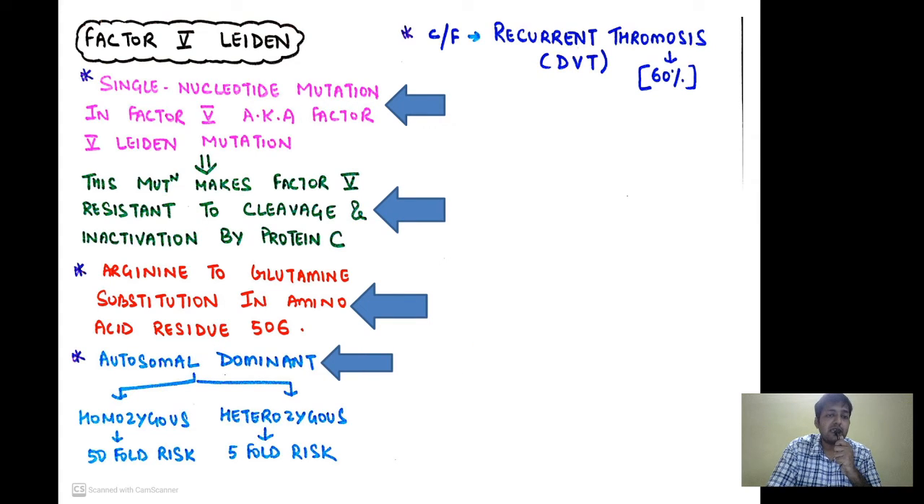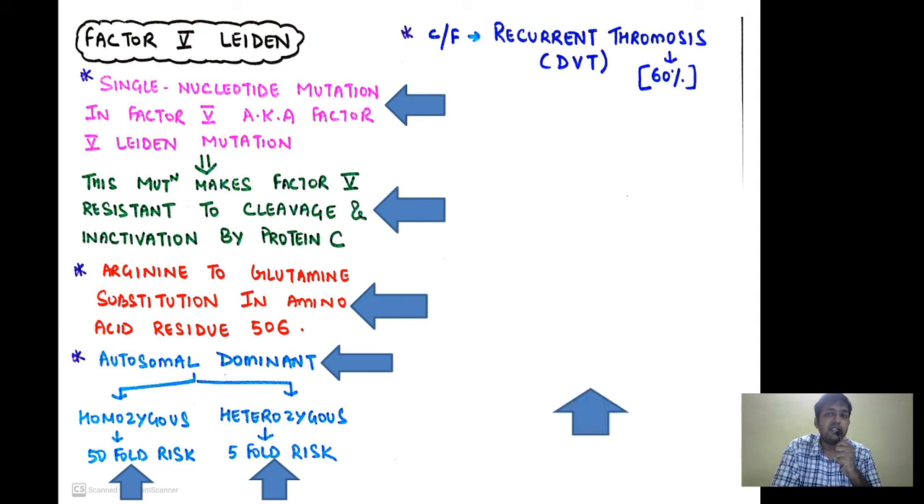Now if the state is homozygous, then there is a 50-fold risk of thrombosis, but if it is heterozygous, there is a 5-fold risk. Just remember one thing, homozygous and heterozygous we are going to see in detail in the chapter on genetics. For now, you can understand that homozygous conditions are more severe as compared to heterozygous conditions, and the details of which we are going to explain in the chapter on genetics.